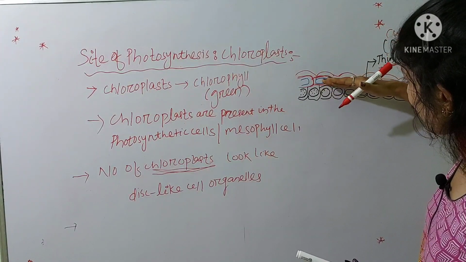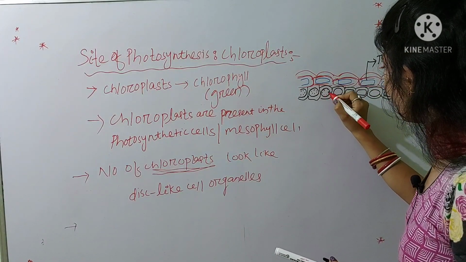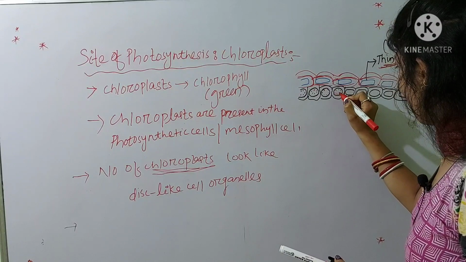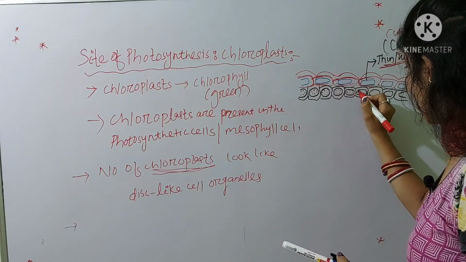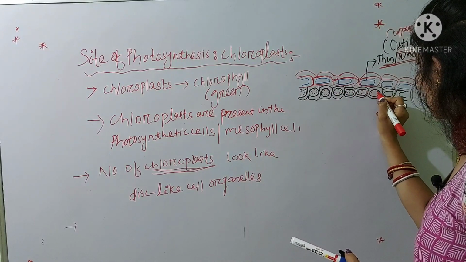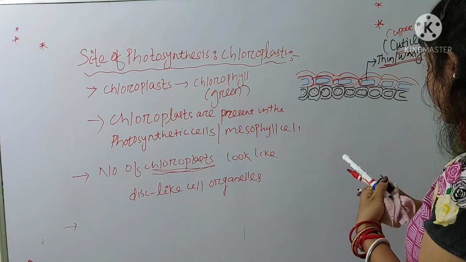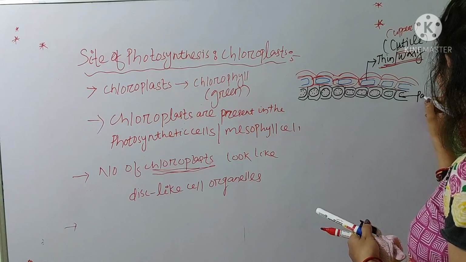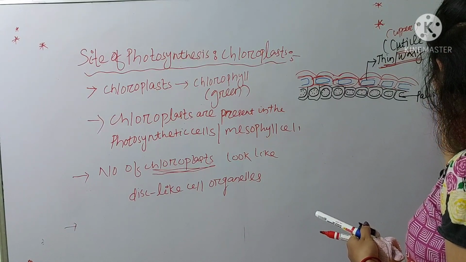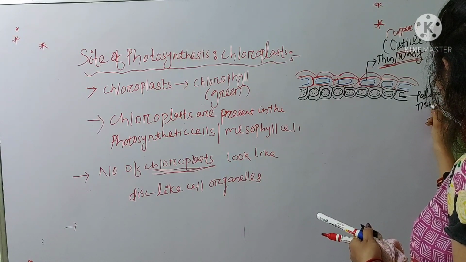Just below the upper cuticle, the palisade tissue is present. This is the chloroplast. The red color I am doing. It is the palisade tissue.